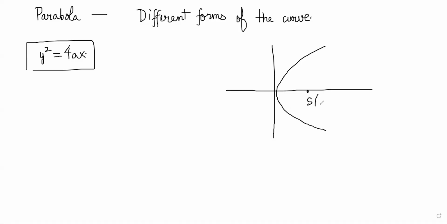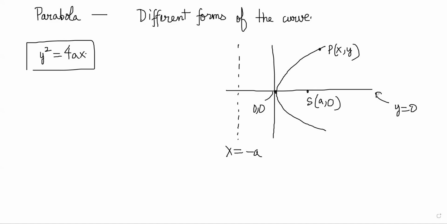This point is the focus. This is a random point on the parabola, x comma y. This is the vertex, which is 0, 0. The directrix is here, which is x is equal to minus a. The axis of the parabola is y is equal to 0, or basically the x-axis. And the tangent at the vertex is the y-axis, which is x is equal to 0.